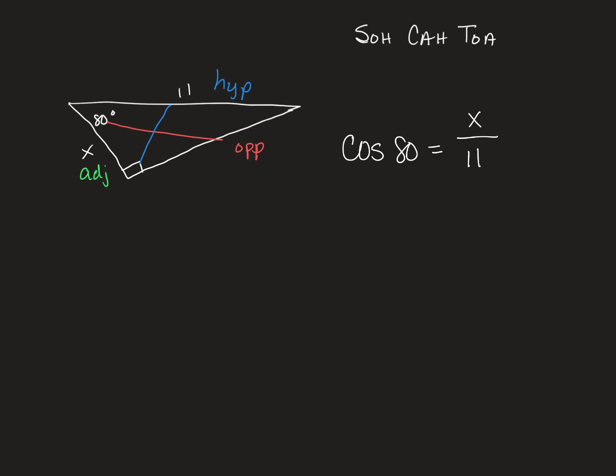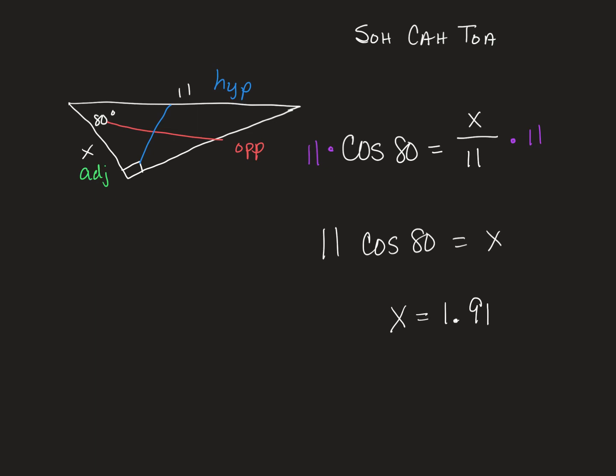Again, we're going to solve for the variable x by multiplying 11 on both sides. This gives me 11 cosine of 80 equals x. We're going to take our calculator. We're going to do 11, do the cosine button, nothing else, just 11 cosine, and put 80 in. Close your parenthesis, hit enter. This is going to tell me that x equals 1.91. Okay, so that's how we solve this one.